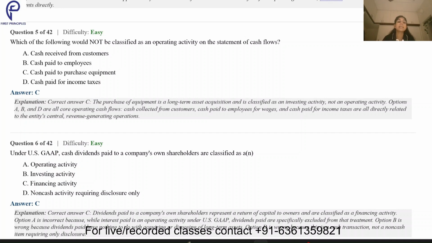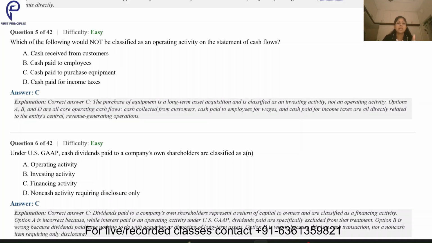Then option C, cash paid to purchase equipment. When we pay cash to purchase equipment, it is a non-current asset. Where will it be recorded? It will not be recorded on my income statement. It will be recorded as an investing activity. So option C is not correct.